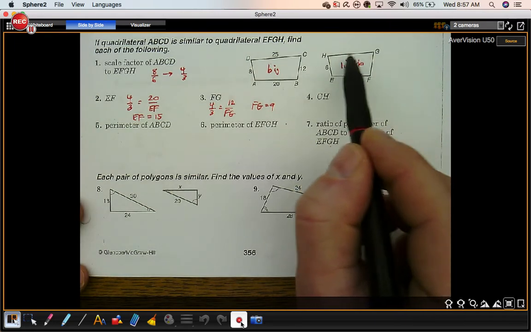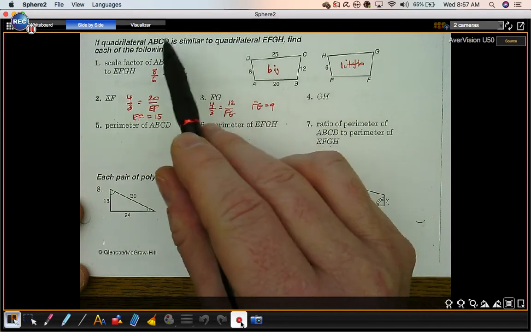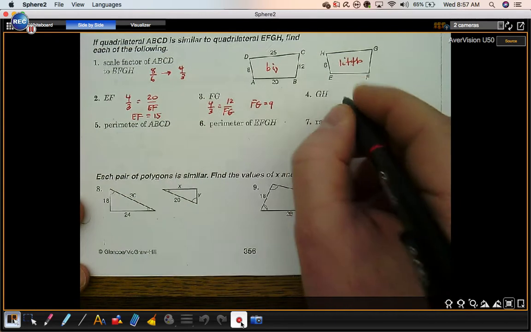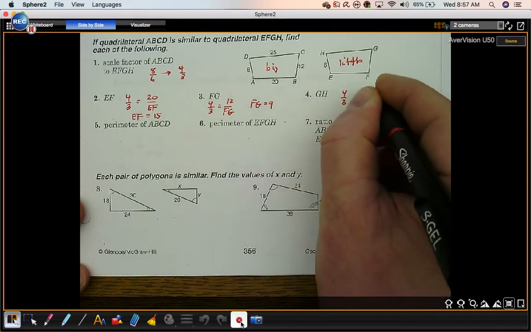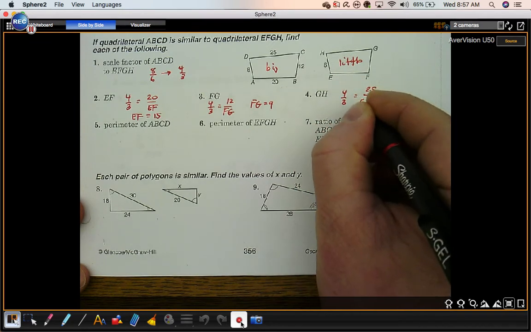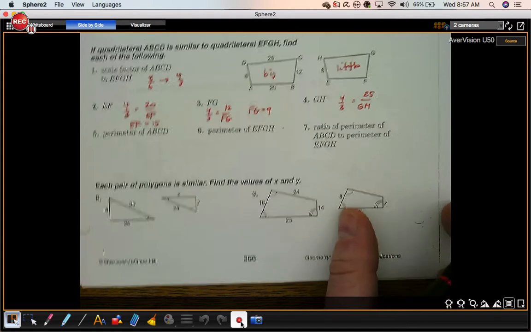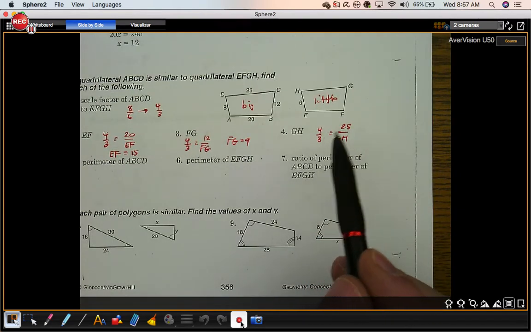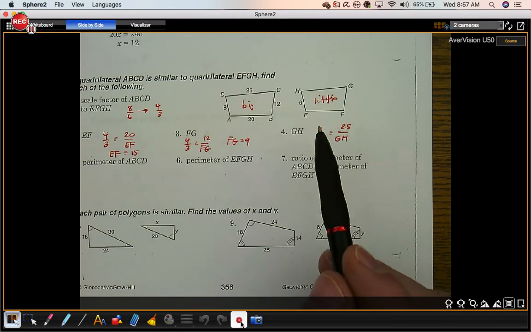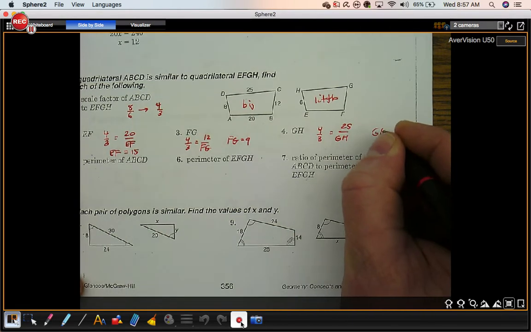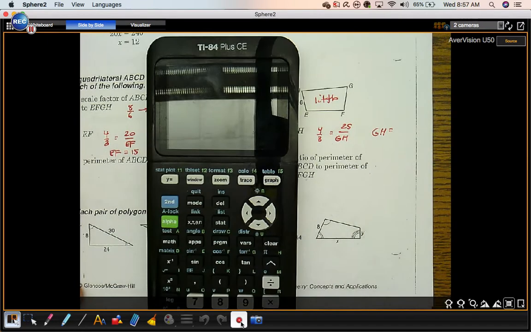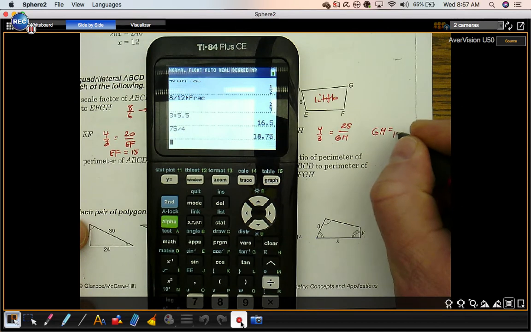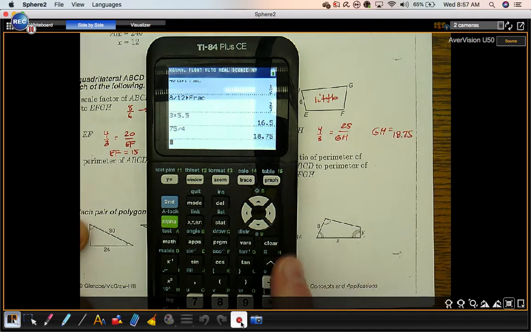G to H goes with segment CD. Top goes with top. 4/3 is the same thing as 25 divided by that distance from G to H. Now this one, you're probably better off cross multiplying. 3 times 25 is 75, and 75 divided by 4, you might need a calculator for that. 75 divided by 4 gives you 18.75.